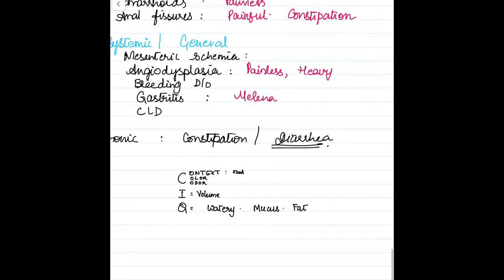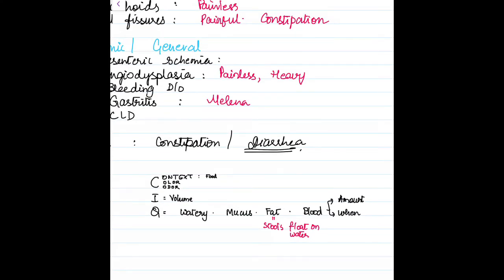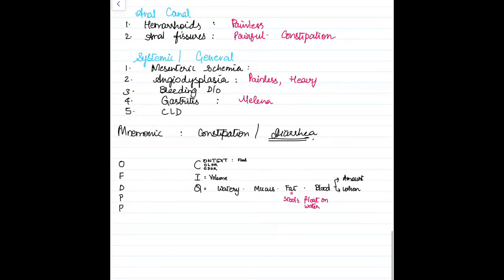So how do we ask this question? Do your stools float on water? This is the question we ask. And then you have blood. When it comes to blood, we ask the amount of blood and when does it occur. Does it occur before, after, or mixed with stools? And is it frank blood? And now we don't have anything in radiation.